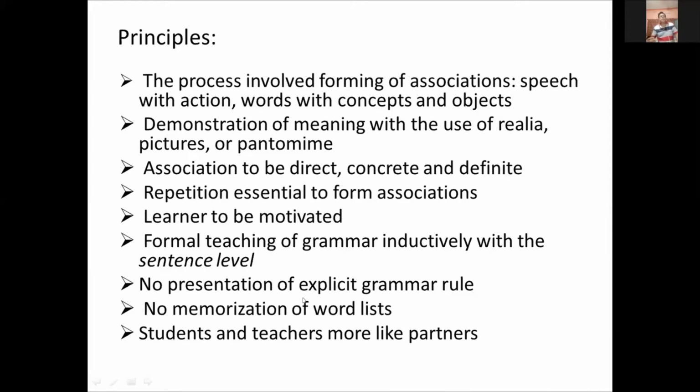So in the grammar translation method, meanings of words remain abstract concepts. Students have to learn through the use of dictionaries. But here, the stress is laid on the association of meaning with real life objects and actions. But this association has to be direct, concrete, and also definite.